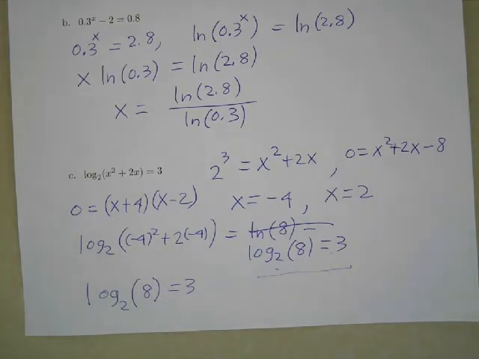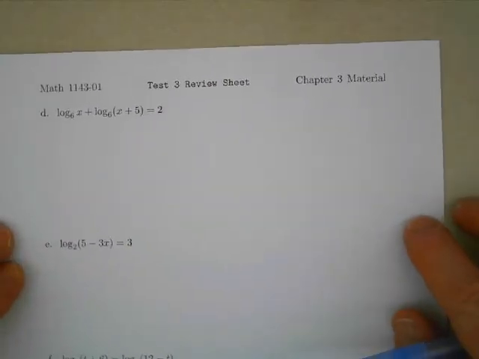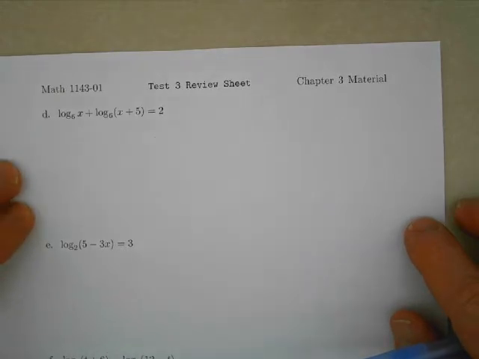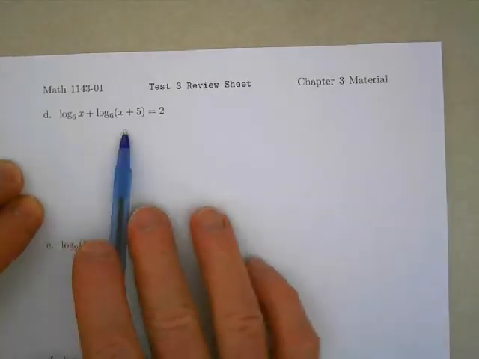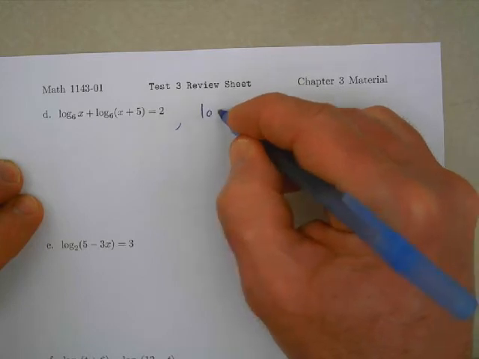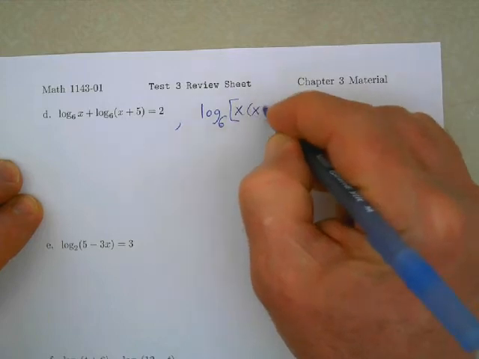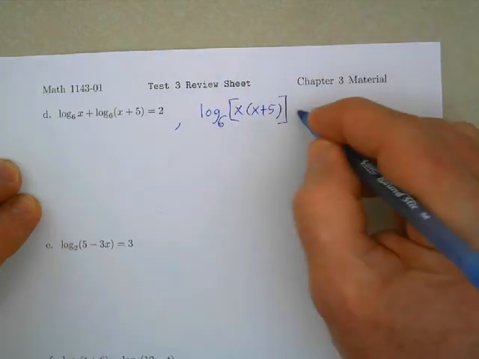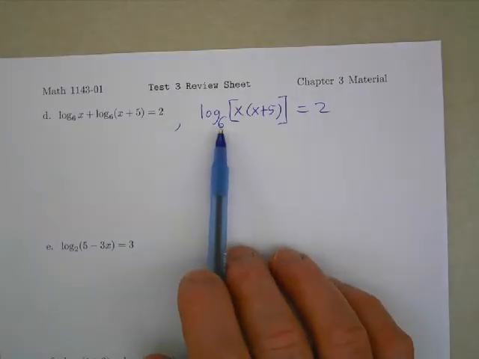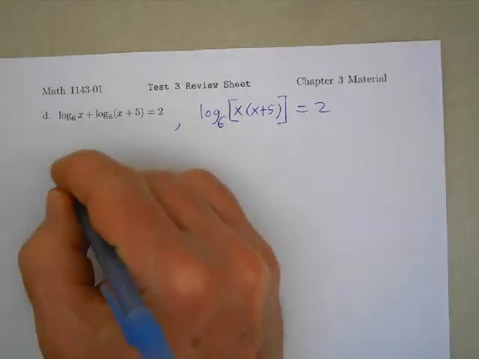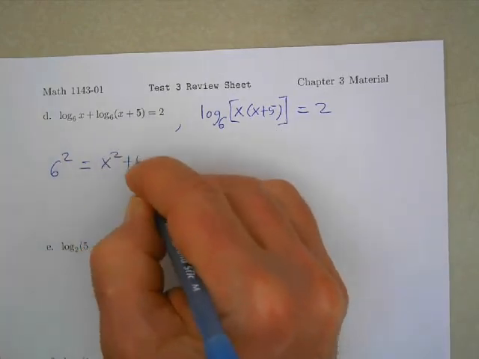Okay, in the next example, in a logarithmic equation, log base 6 of x plus log base 6 of x plus 5 equals 2. First, we want to apply the product property of logarithms and write the left-hand side as a single base 6 logarithm by multiplying the arguments, x times x plus 5. And that's equal to 2. And then we'll convert the logarithmic equation into an exponential equation. The base number 6 raised to the second power equals the argument x times x plus 5, and I'll just write that as x squared plus 5x.